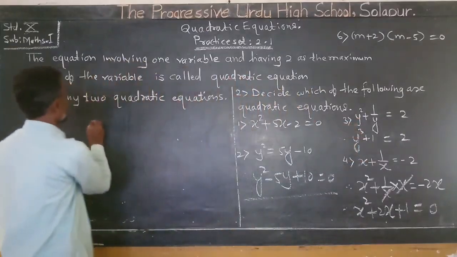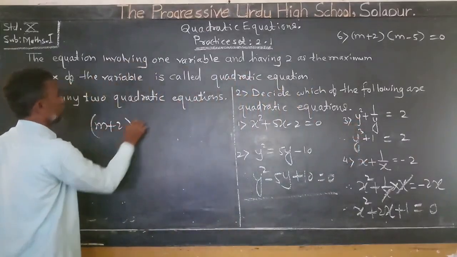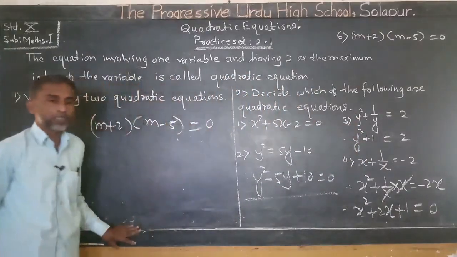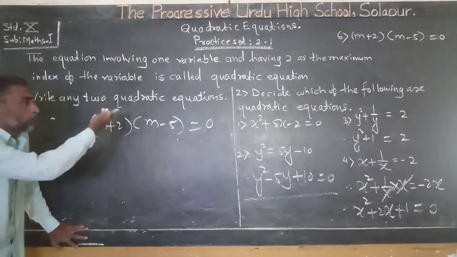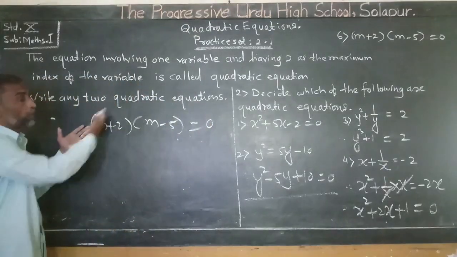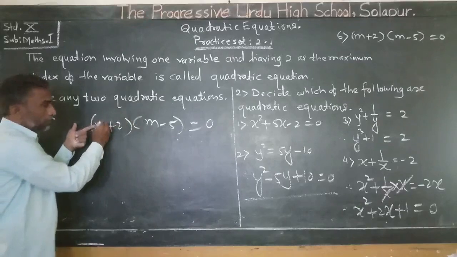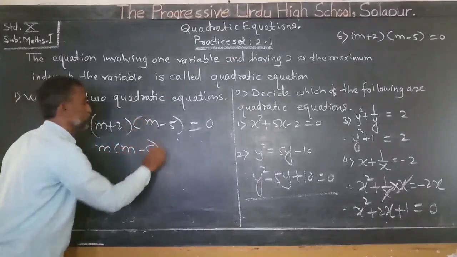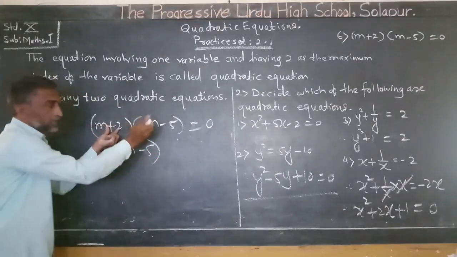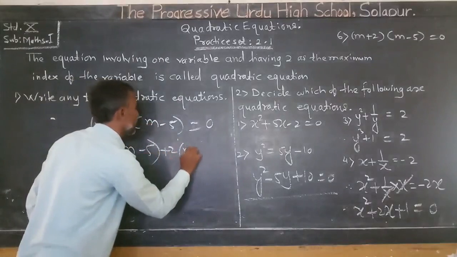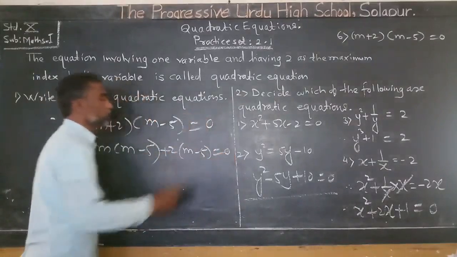Number 6, m plus 2, m minus 5 is equal to 0. We have to identify whether it is a quadratic equation or not. So, first you should open the bracket. M into m minus 5. Now, multiply this bracket again by 2. Plus 2 into m minus 5 is equal to 0.